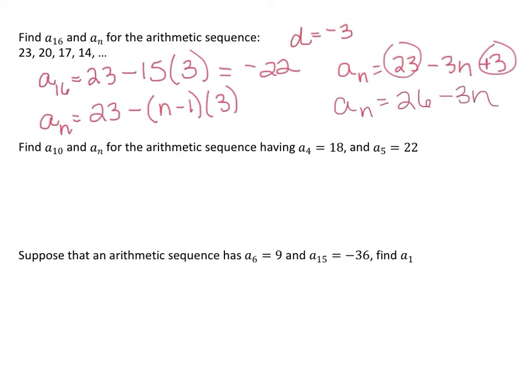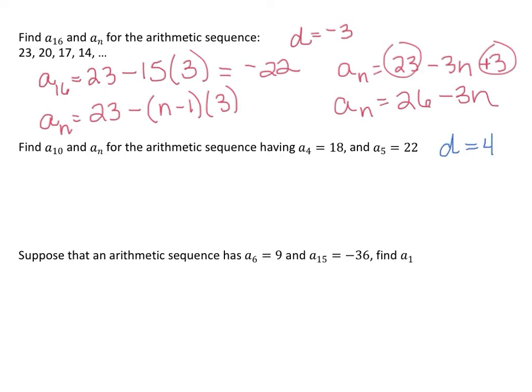The next sequence, we're told we've got a sub 4 is 18 and a sub 5 is 22, and we need to find a sub 10 and a sub n. So the first thing that we need to do here is find the difference. Well, a sub 4 and a sub 5 are consecutive terms, so I just have to subtract them, and I find that my difference is positive 4.